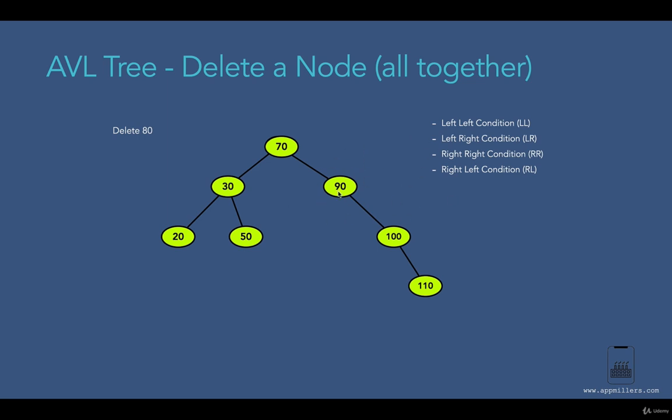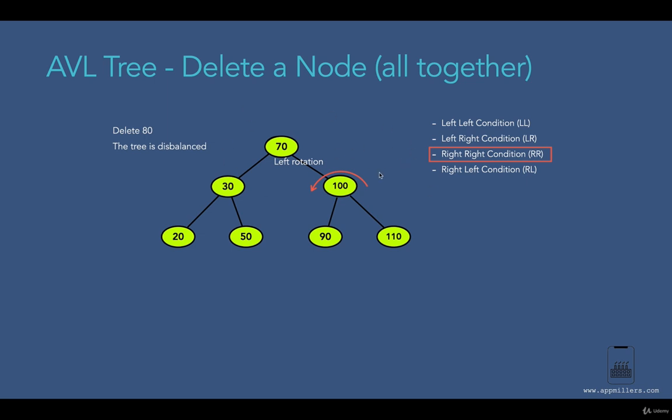So here 90 is disbalanced, so we need to find out the condition. In this case, the path from 90 to its grandchild is right. So this means that this is right-right condition. Now in case of right-right condition, we are doing a left rotation for the disbalanced node. So in this case, the disbalanced node is 90. So we are going to do left rotation for 90. Now when we do the left rotation for 90, 90 will become the left child of its right child. So after doing rotation, our AVL tree becomes balanced.